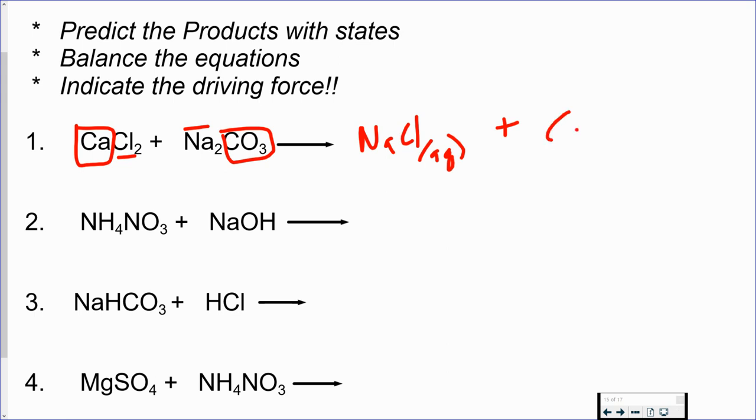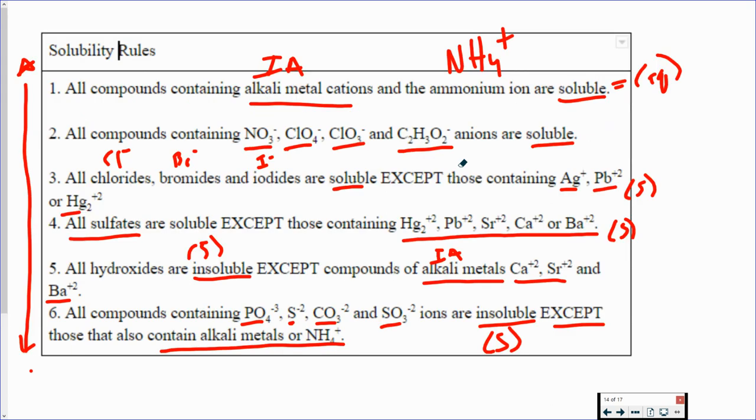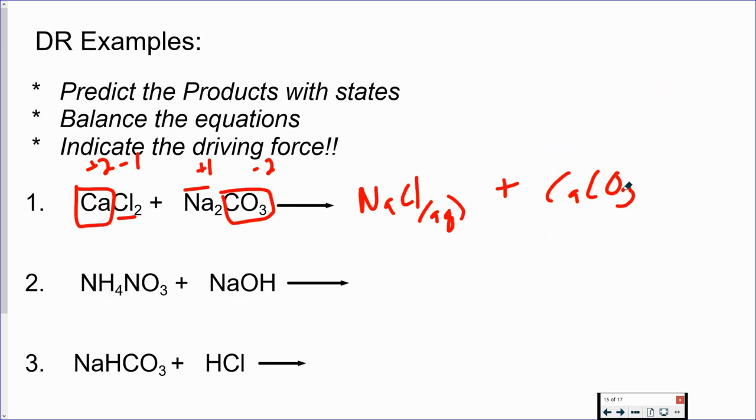On the other side, we're going to get calcium carbonate. Now, in order to write these formulas, Na's got a +1 charge, this has a -2 charge, +2, -1. So when I bonded them, I needed to use those charges to get subscripts. Let's look at the solubility rules. Solubility rule number 6 tells us that all compounds containing carbonates are insoluble unless they have those cations. It does not have one of those cations, meaning that this is a solid, and right here is our driving force.